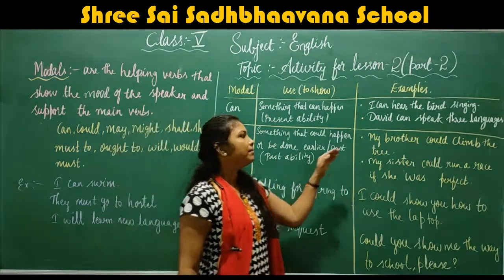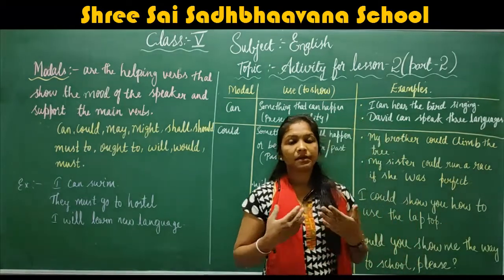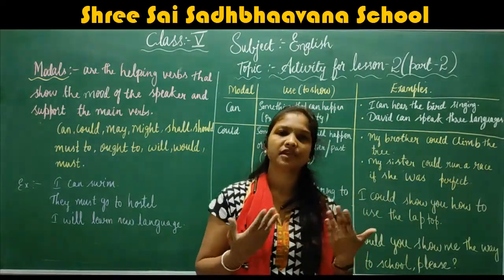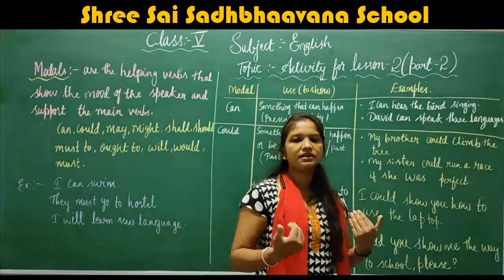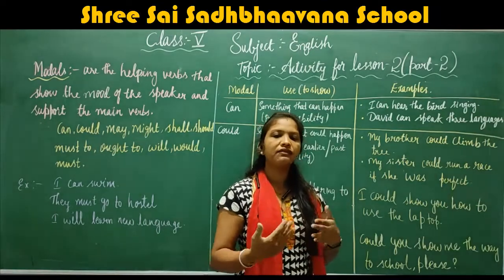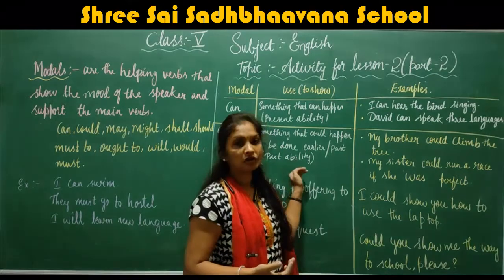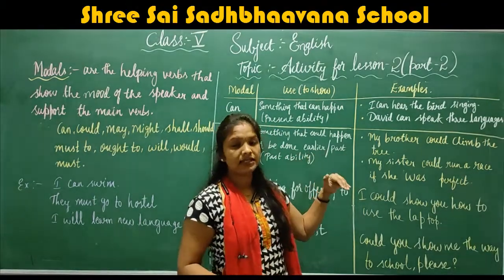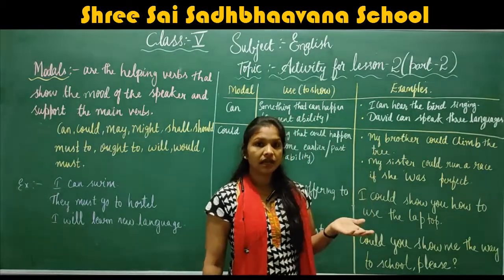For example, my brother could climb the tree when he was younger. When my brother was a young boy, he could climb. When we change this sentence into past time by using the modal auxiliary verb, the sentence will become, my brother could climb the tree when he was younger.